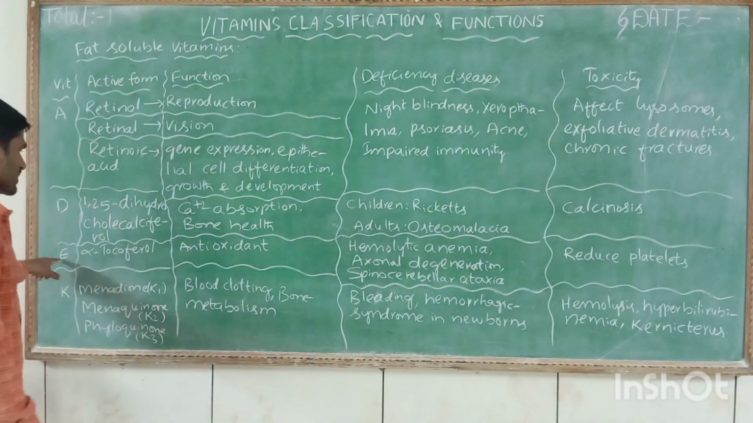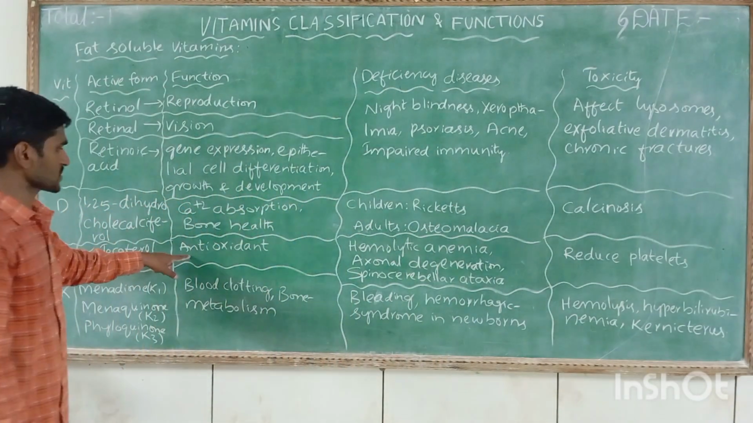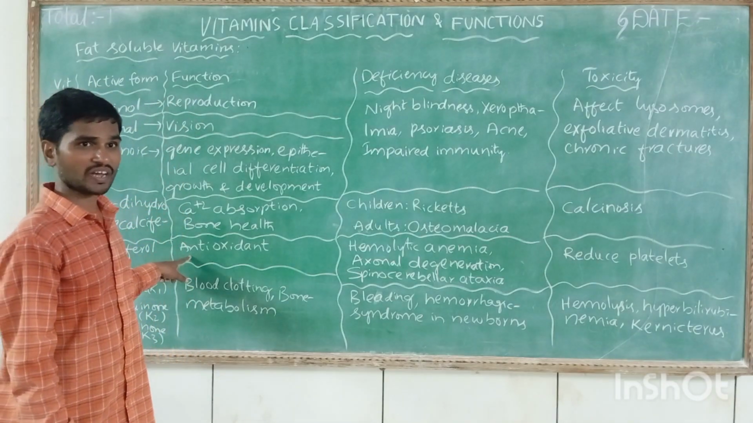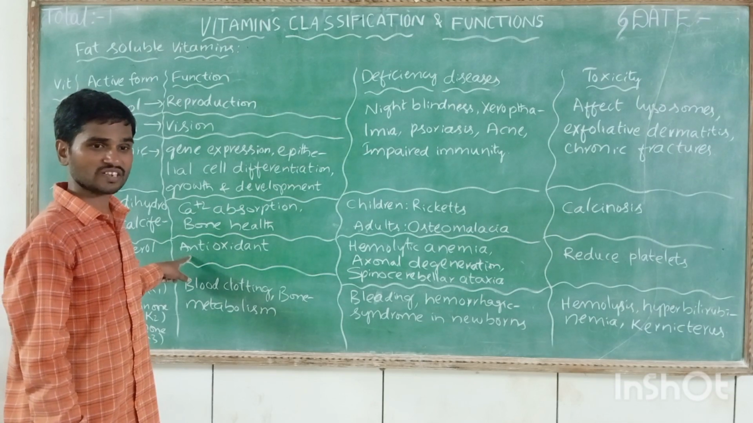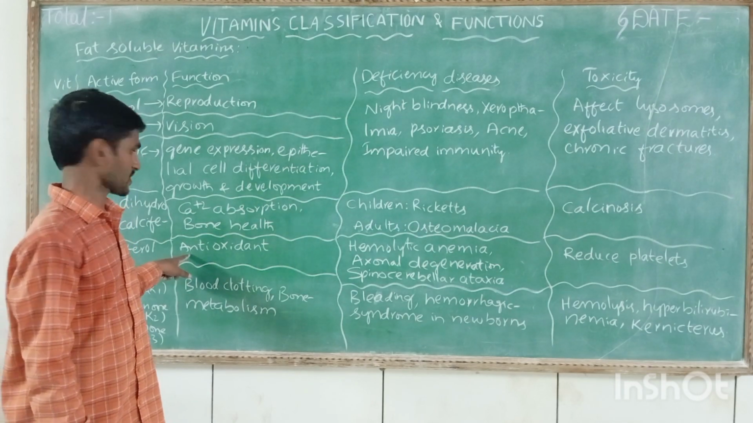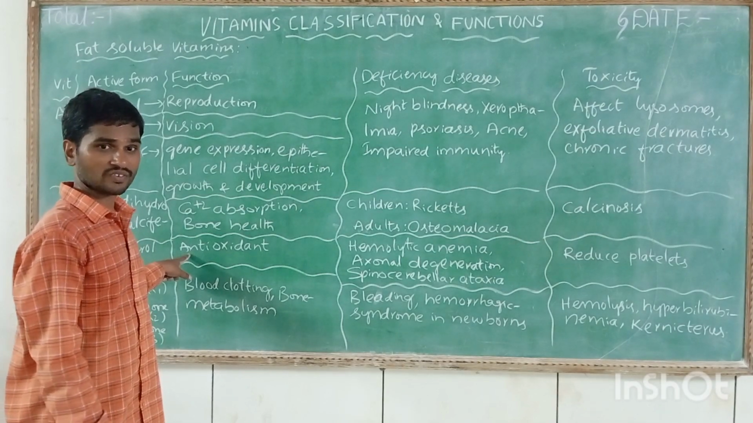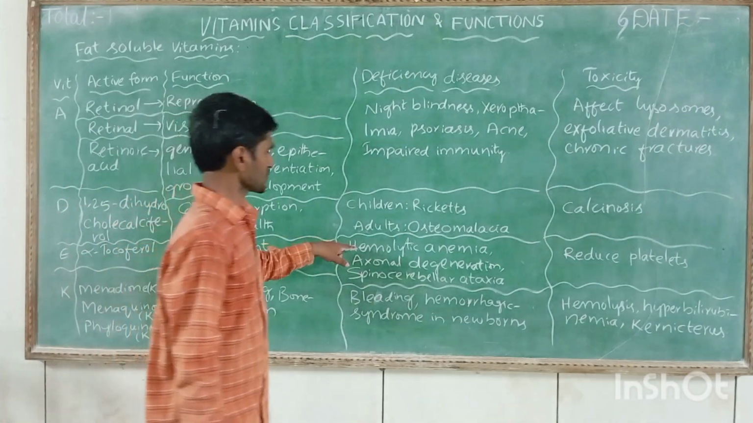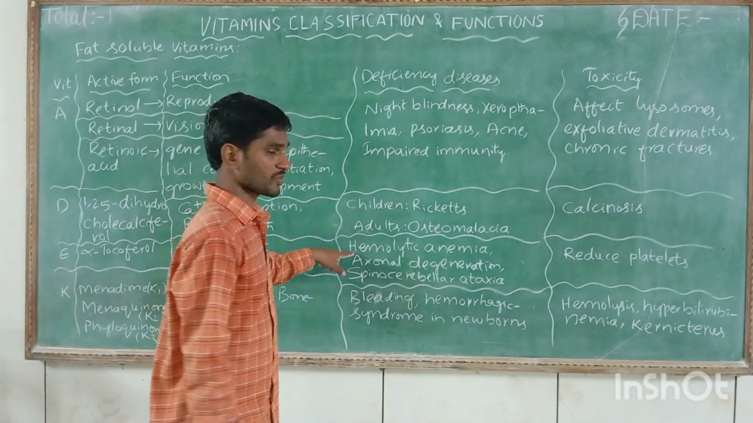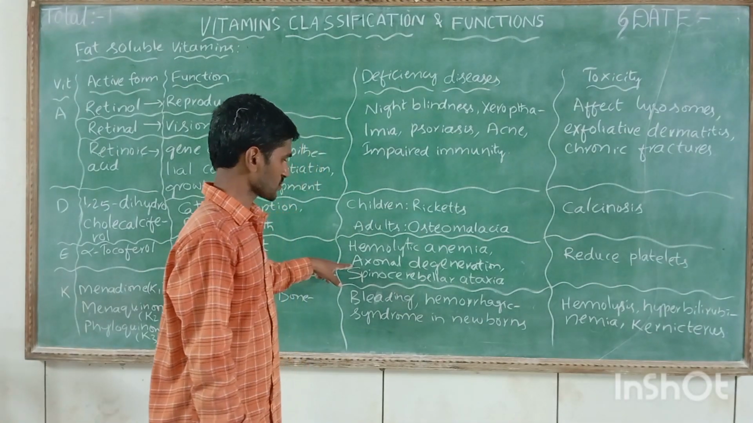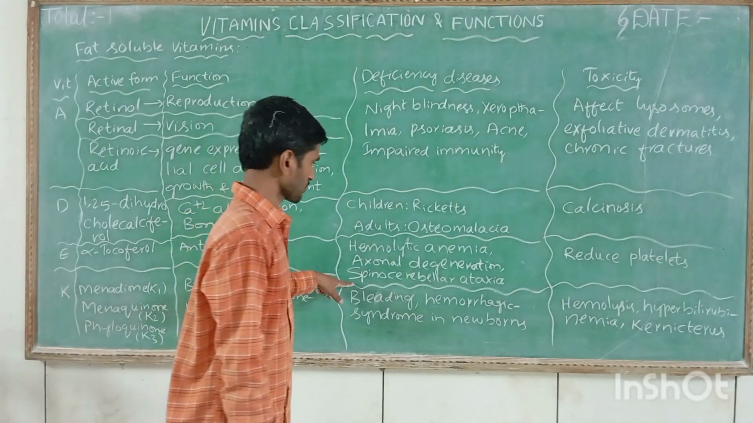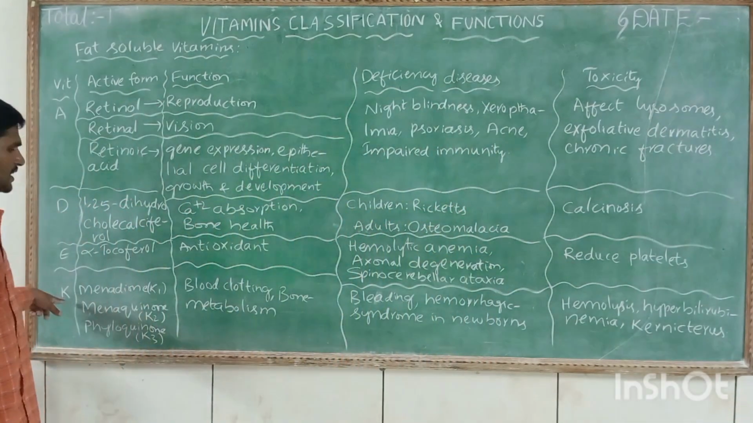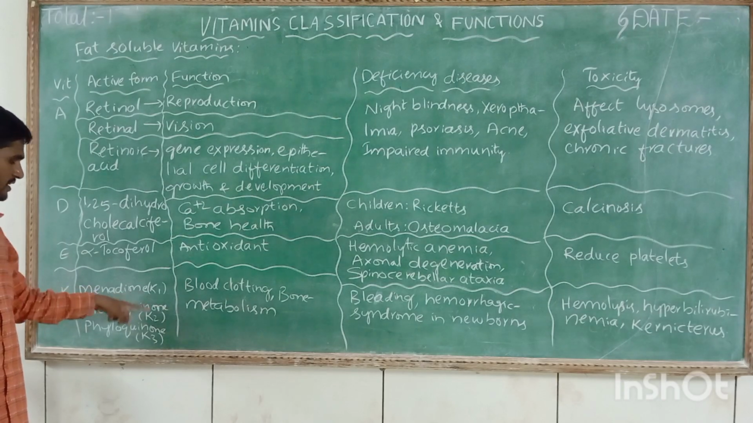Next, vitamin E, active form is alpha tocopherol. Its function is to act as an antioxidant. Antioxidants can nullify free radicals. Free radicals generally damage our cells, but due to the presence of antioxidants like vitamin E, the function of free radicals is nullified. As a result, our cells will be safe. Deficiency diseases due to vitamin E: hemolytic anemia, axonal degeneration, and spinocerebellar ataxia. Toxicity: reduced platelets. Then vitamin K is of three types: K1, K2, K3.